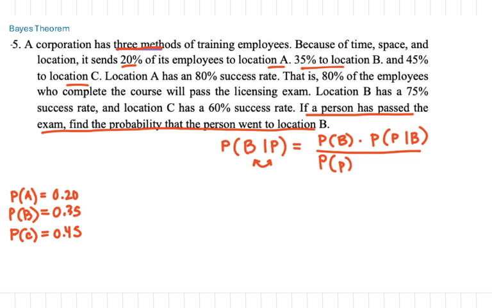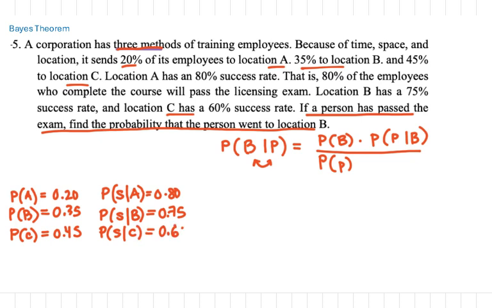All right, and location A has an 80% success rate. So what this means is the probability that you succeed given you went to location A is 80%. And we'll keep reading. Okay, location B has 75%. So the probability of succeeding given that you went to location B is 75%, and location C is 60%. So the probability of succeeding given that you went to location C is 60%.